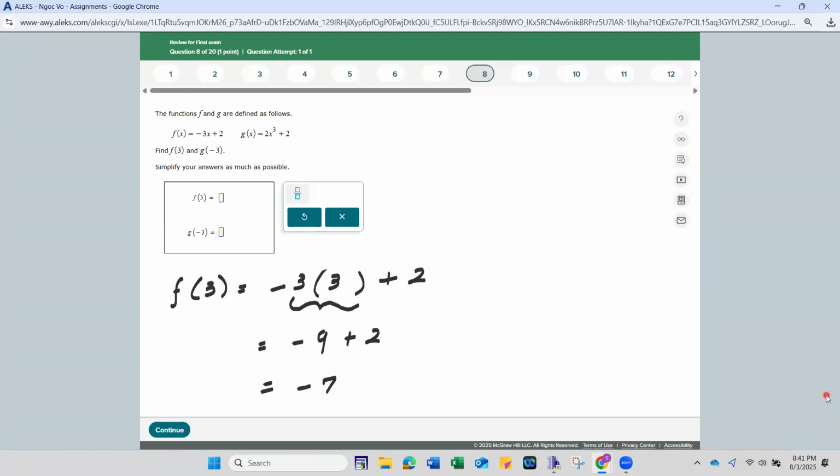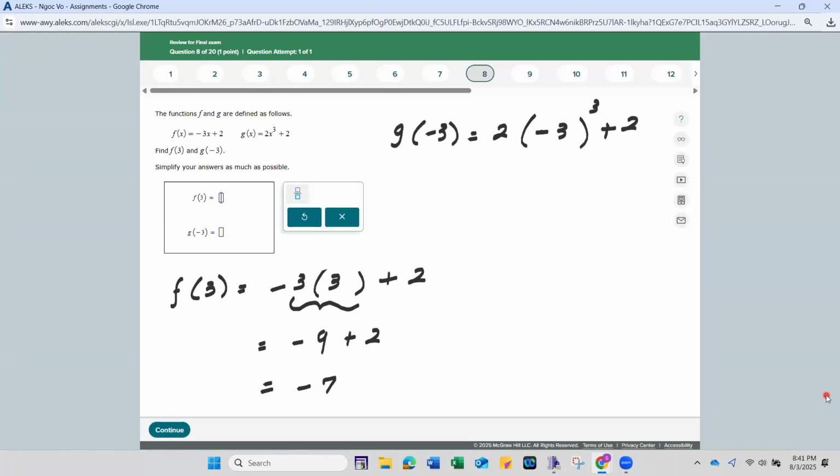Similarly, you can find g of negative 3. That means the second one. Just replace x with negative 3. Again, be careful. You are replacing x, so make sure you use parentheses first and then replace it.